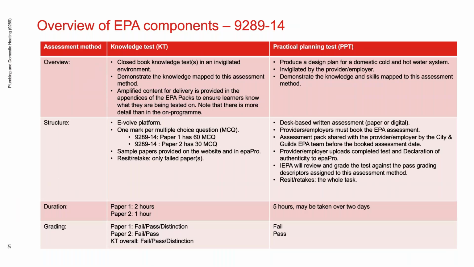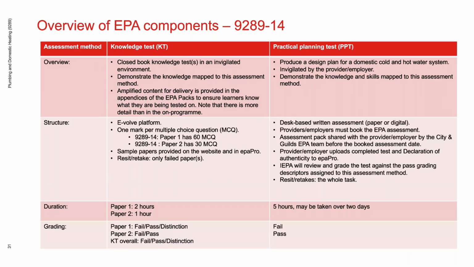Taking a look at the 928-914, so for the non-domestic, the knowledge test. As we've just spoken about a moment ago, it's the 928-9300, 60 questions. They also have a second paper for the non-domestic, paper 2, which is a 30 multiple choice question paper. So they have 2 hours for the 60 question paper 1, and 1 hour for the 30 question paper 2.